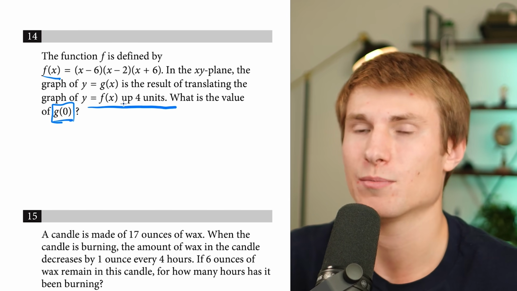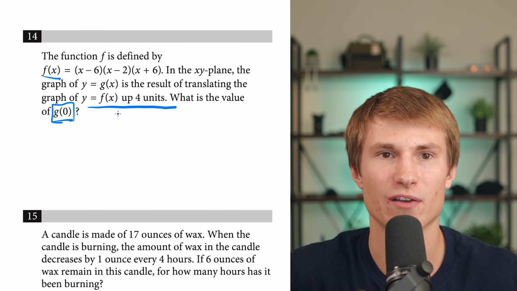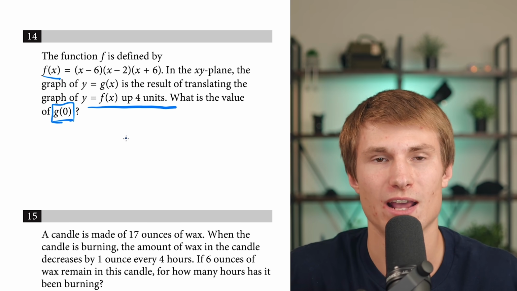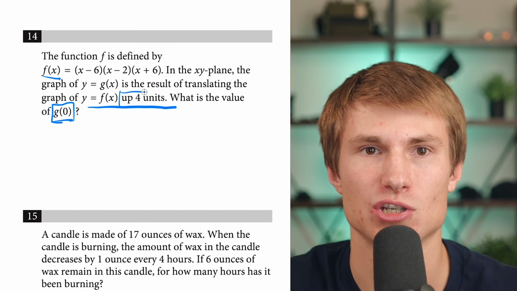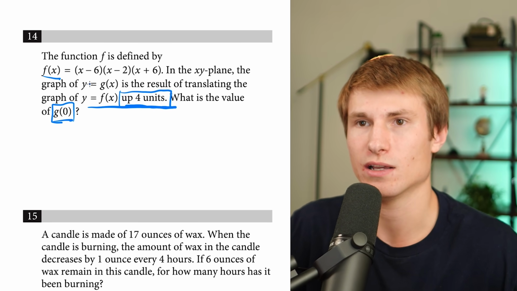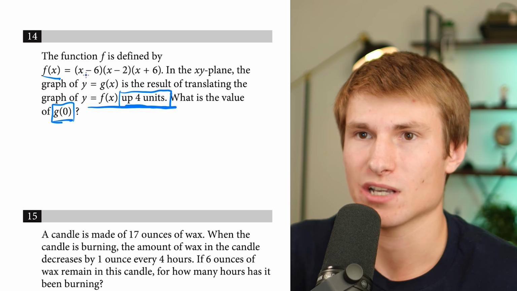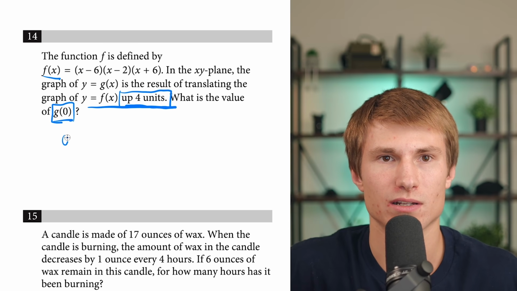Now keep in mind that g of x is f of x translated up 4 units. So we have to start by finding what the y-intercept is of f of x and then add another 4 units on top of that, since g of x is a translation up 4 units of it. So let's go ahead and solve for first the y-intercept of f of x. We know that the y-intercept is where x is 0, so let's plug in 0 for x.